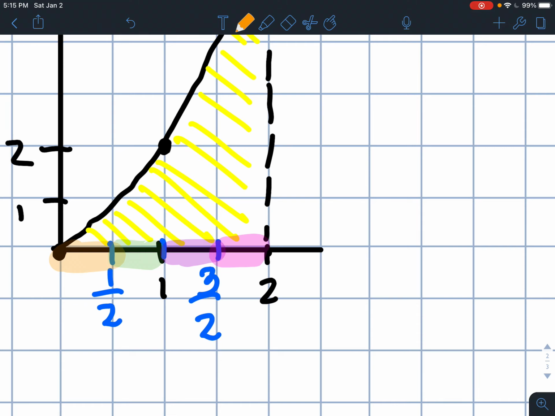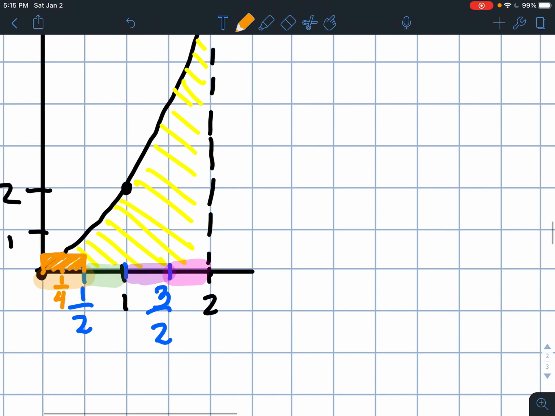So what we're going to do is for each of those 4 subintervals, so I'm going to zoom in really far on the first one. So I'm going to go over and I'm going to find the midpoint. So that's going to be at 1/4. I'm going to go up to the curve, put my point there, and then draw my rectangle on.